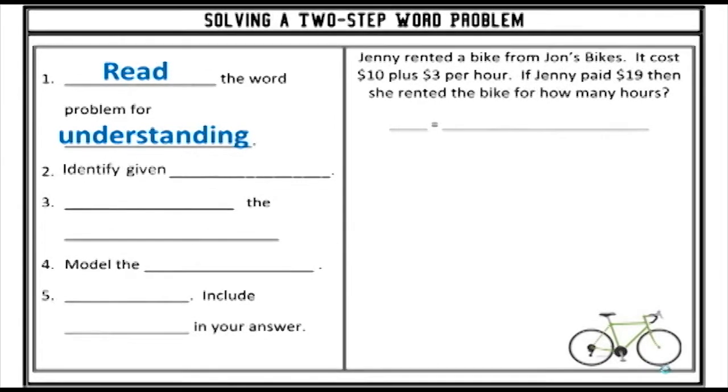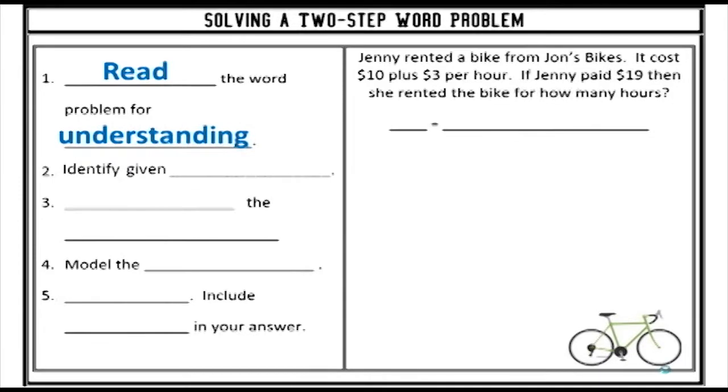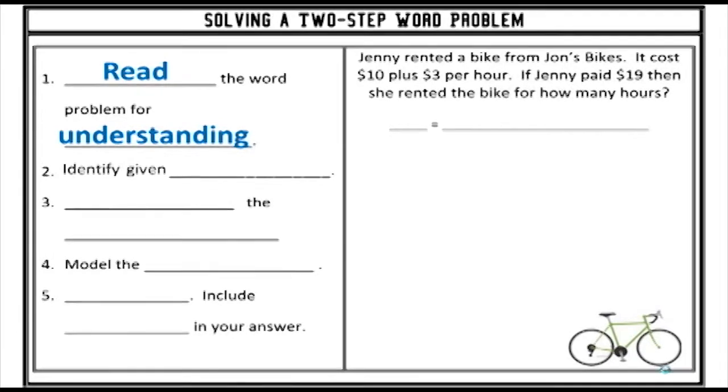So I have Jenny. She goes to the bike shop. She pays $10 once and then $3 for every hour. I might annotate or think about that. Well, $3 per hour. That means if she had the bike for 1 hour, it'd be $3. She had the bike for 2 hours, it would be $6. 3 hours, so I have an idea of where that's going. If Jenny paid $19, she paid a total amount of $19. Then she rented the bike for how many hours? That final question is what's being asked. That's going to become very important in a little bit.